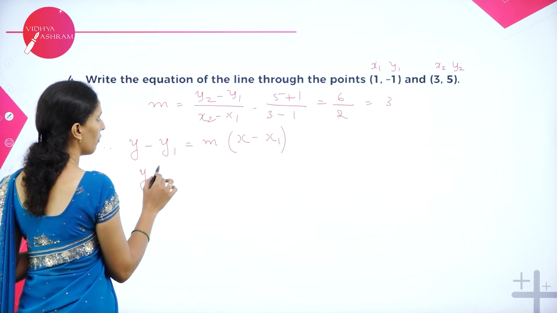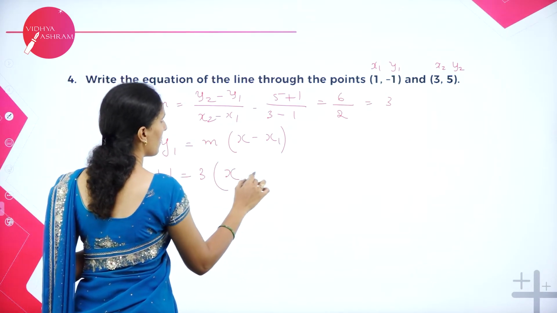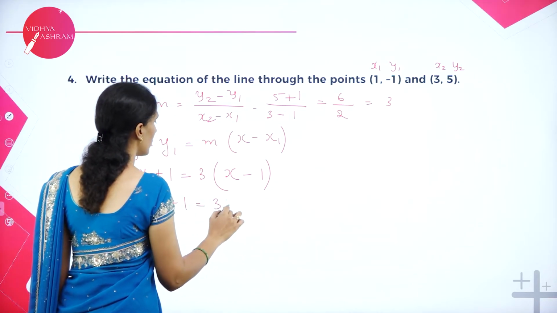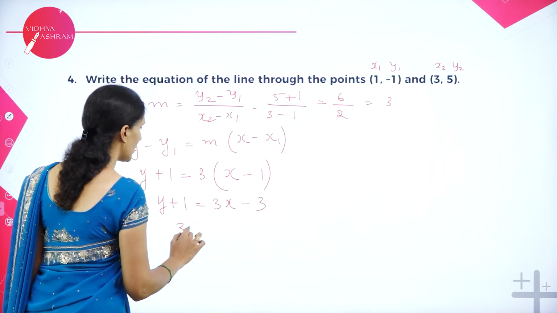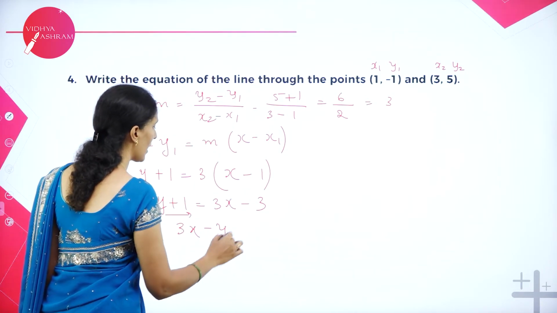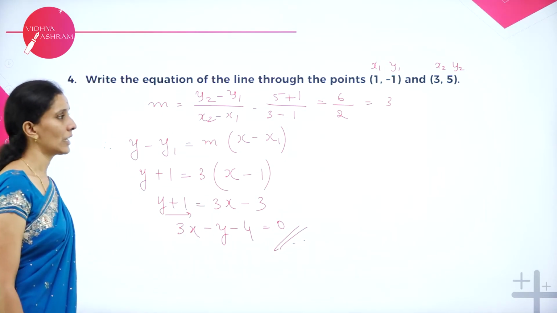Now what is the value of y1? y plus 1. m is 3. x minus 1. So y plus 1 equals 3x minus 3. So 3x minus y plus 1, if you shift here, minus 1 minus 4. So this is the general equation of the given line.